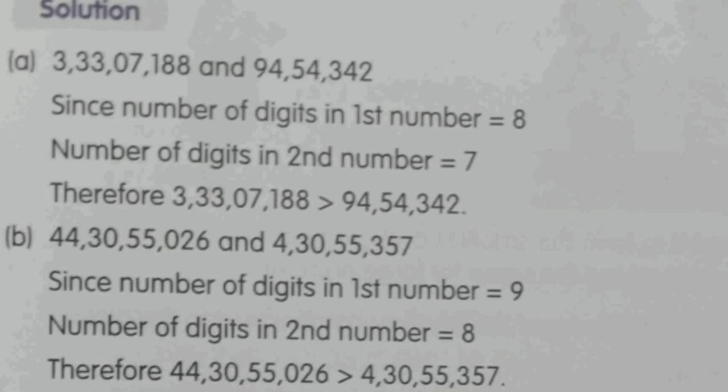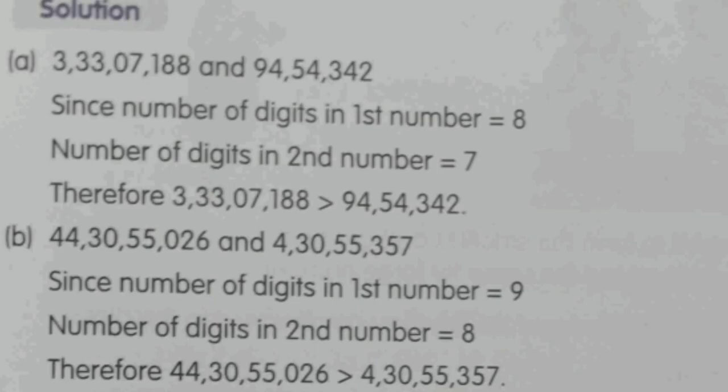94,54,342. Now, since both numbers have a different number of digits, the number of digits in the first number is 8 and the number of digits in the second number is 7. Therefore, definitely the first number will be greater than the second number. So, 3,33,07,188 will be greater than 94,54,342.